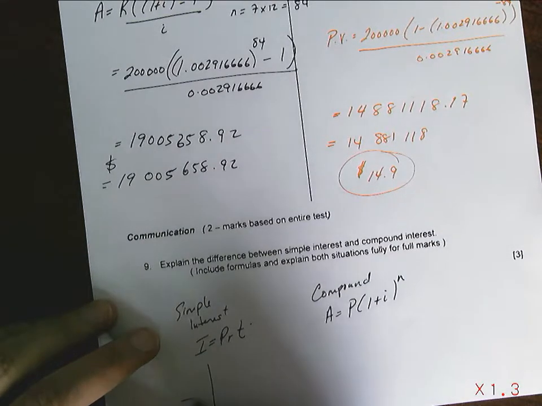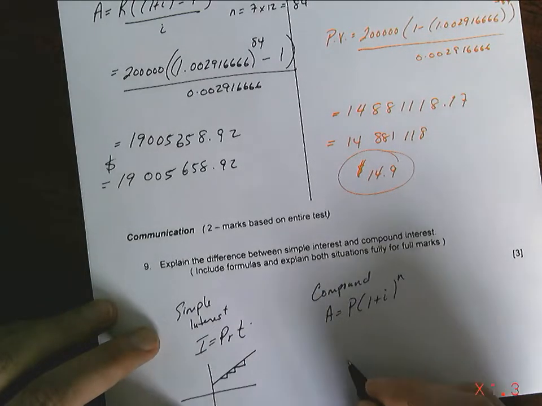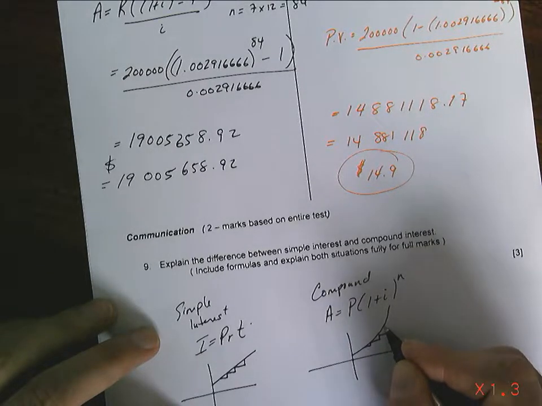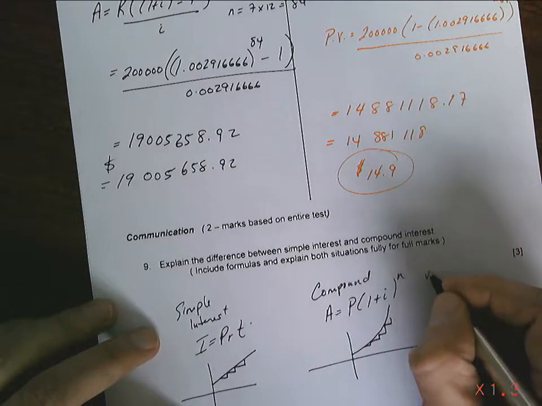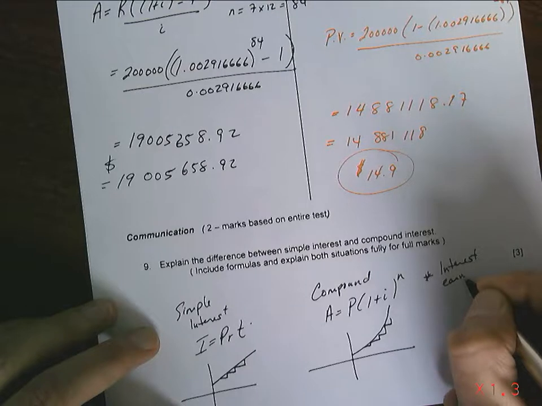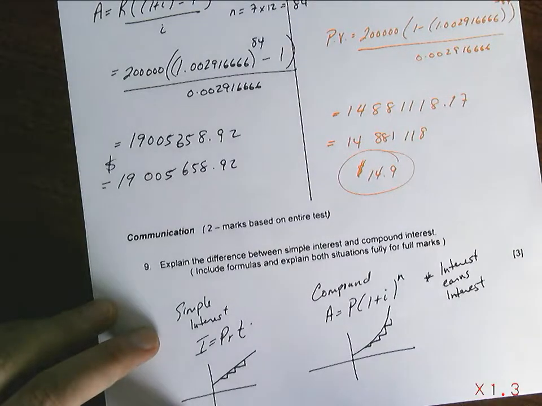Simple interest will grow linearly, so you'll have your principal and over time you will always go up the same amount. Compound interest will grow exponentially, so over time, more interest earns interest. I would like that to be said, that your interest earns interest. And anything along those lines I'm looking for, okay?